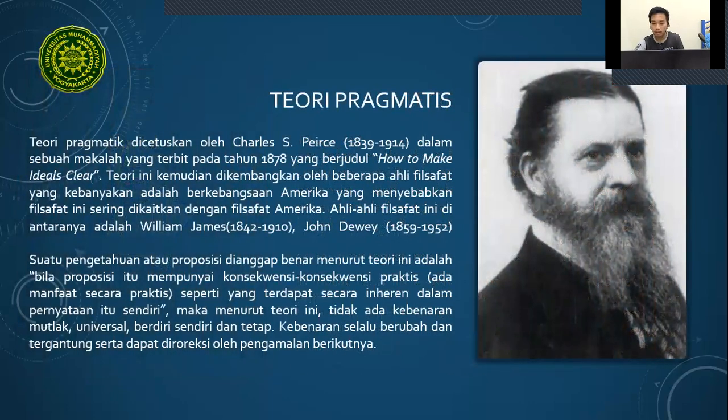Okay, next, pragmatic theory. This theory was coined by Charles S. Peirce in a paper published in 1878 entitled How to Make Our Ideas Clear. This theory was later developed by several philosophers, most of whom were American, which caused this philosophy to be often associated with American philosophy. These philosophers include William James and John Dewey.